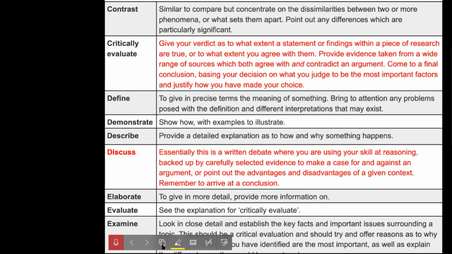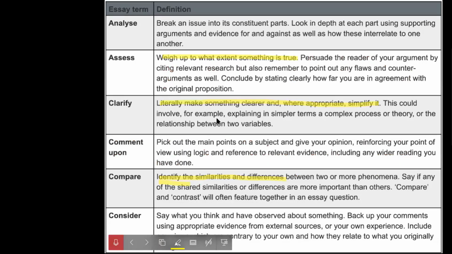Sorry, I just want to briefly go back to this one. What I do is I've simplified compare, and I've identified that when I see the word compare, immediately my mind jumps to similarities and differences. How are these two things, or three things, or however many things, how are they similar and how are they different?